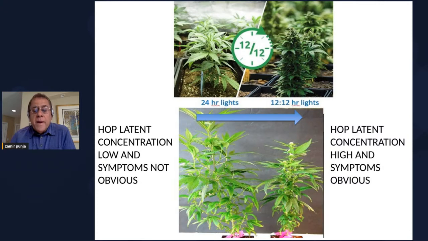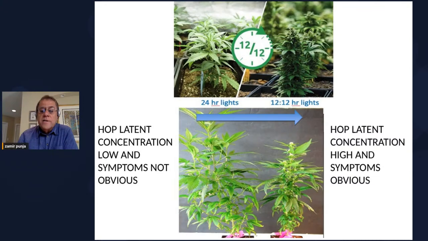So we looked at what impact putting a plant under the 12-12 normal flowering period has on the movement of hop latent viroid. So what you see here were two infected plants. These are both infected. One was left under a very high photoperiod, or 24 hours of light, and the other plant was placed under a reduced photoperiod, or 12 hours of light. And you can see that the vegetative plant keeps growing. This other plant has flipped over to flower.